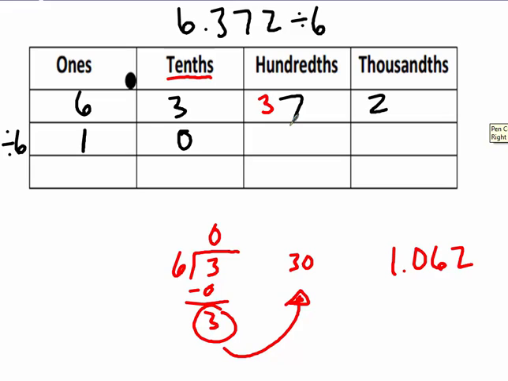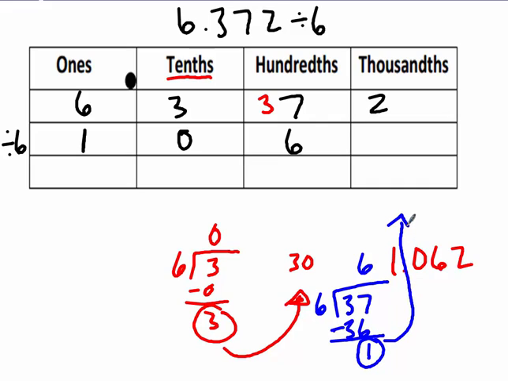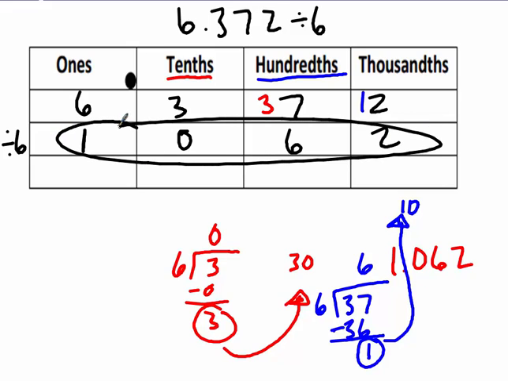6 goes into 37 6 times. I have a remainder of 1, so I'll show that right here. 37 divided by 6. 6, multiply, subtract, check, 1 is less than 6. This is my remainder. So I'm trading 1 hundredth for 10 thousandths. And 6 goes into 12 2 times. Notice again how my answer matches.